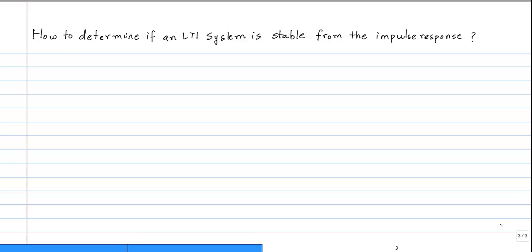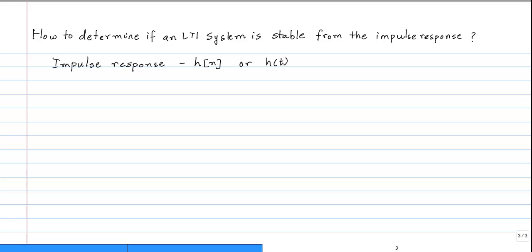Now let's consider the question of how we can determine if a linear time invariant system is stable by observing its impulse response. So what we have here is a linear time invariant system, and the impulse response of the linear time invariant system is h of n if it's a discrete time system, or h of t if it's a continuous time system. And what we want to know is if the system is stable or not.